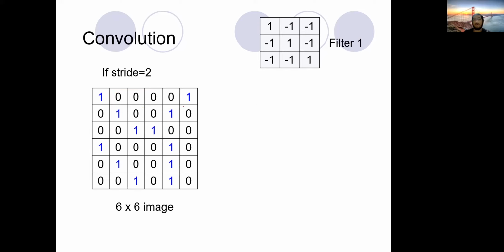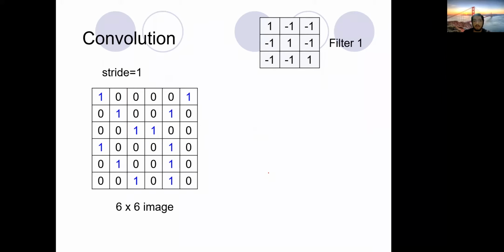Now let's look at what happens if our stride is equal to 2. Well, we know that the dot product of this filter with this 3 by 3 matrix is 3. And if we take a stride of 2, it moves 2 columns from its initial position. And now we compute the dot product of this filter with this 3 by 3 matrix to get -3.